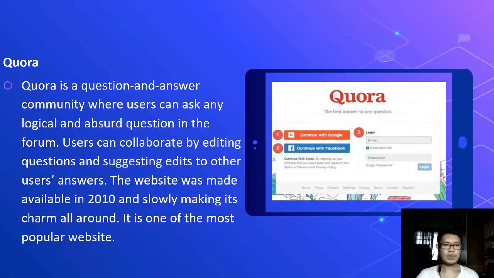Quora is a question and answer community where users can ask any logical and absurd questions in the forum. Users can collaborate by editing questions and suggesting edits to other users' answers. The website was made available in 2010 and is slowly making its charm all around the world. So it is one of the most popular websites.